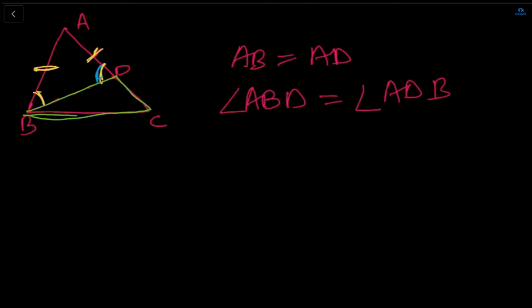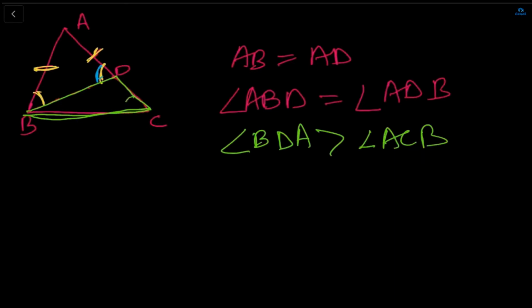ठीक है, understood? So if it is an exterior angle, therefore you can say that angle BDA is greater than angle ACB. This angle. इस एंगल से ये एंगल बड़ा होगा. कैसे? Because it is an exterior angle. If it is an exterior angle, this angle will be equal to the sum of two opposite interior angles. So it will be equal to the sum of angle C and the part of angle B.